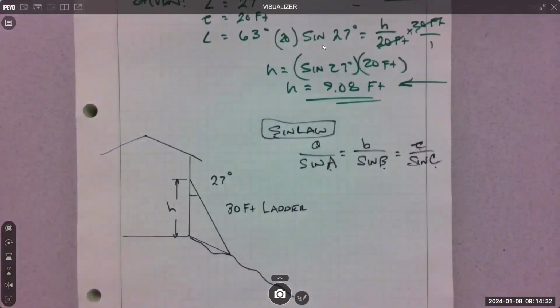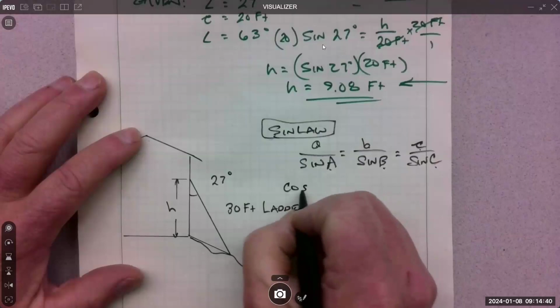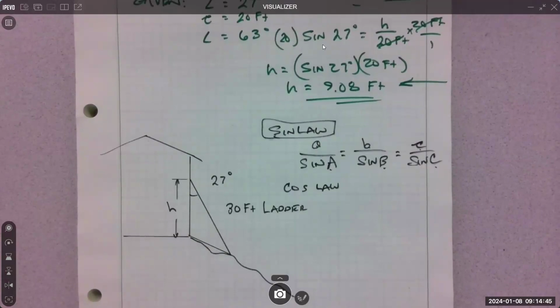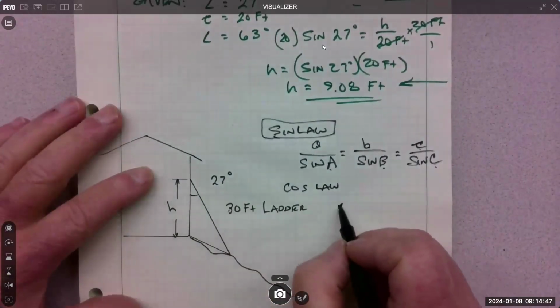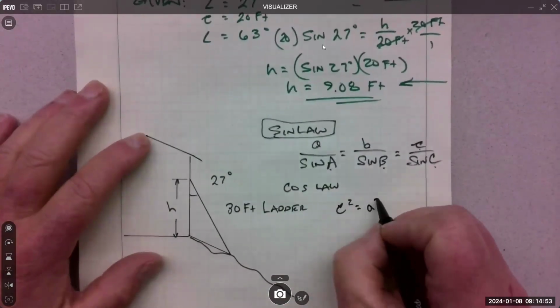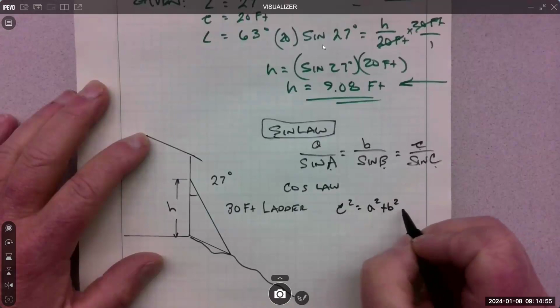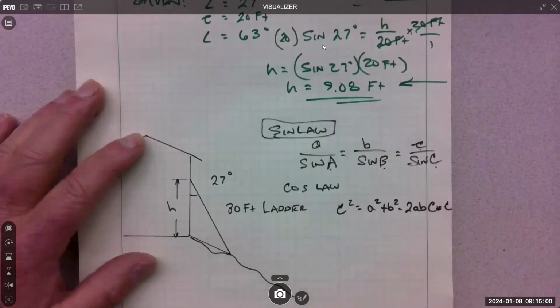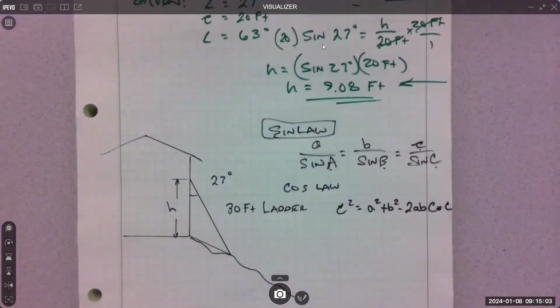There was more. What was that other law? Cosine law. What's that one? C squared equals A squared plus B squared minus 2AB cosine C. Can't remember that. Yeah, I know. You don't need to remember it. That's the good news. It's in the book, and then it's right here.